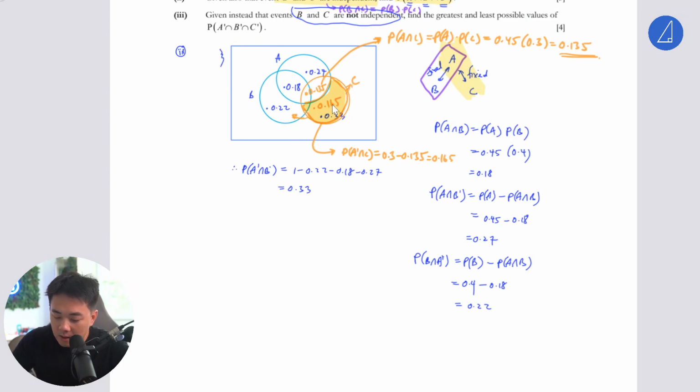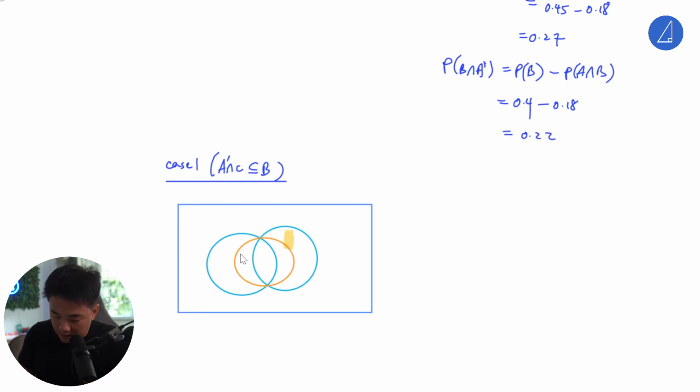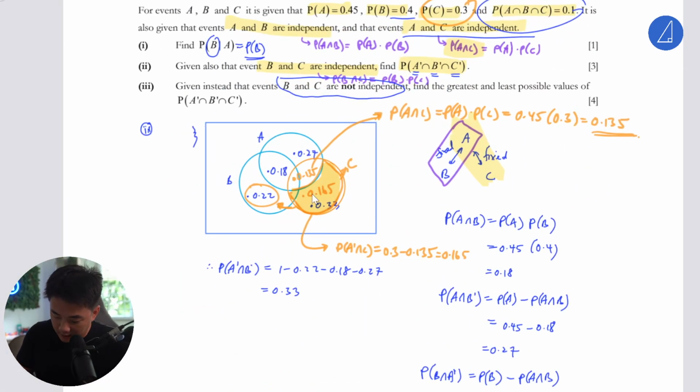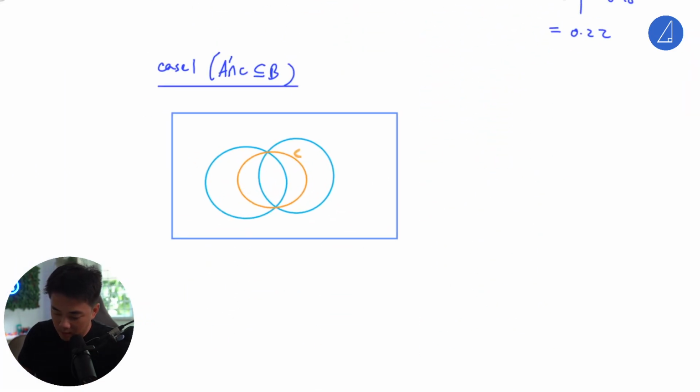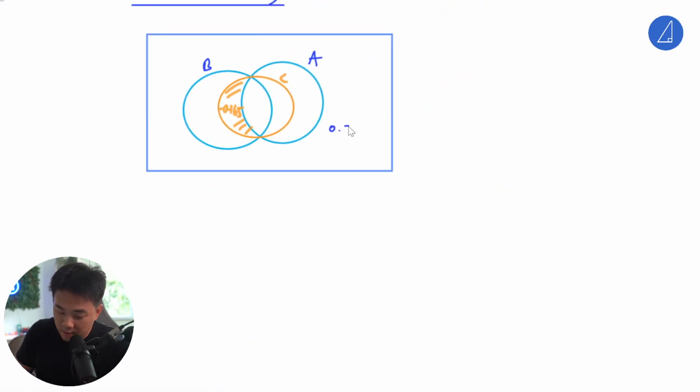So minimally, this 22% could actually accommodate 0.165. So case number one, that will be when A prime intersect C will be a subset of B. So this is where, if this is C, all right, this entire thing, 0.165, moves into B. So this will be 0.165 over here. So this is B. Okay, remember, the area outside B and A, they are the same. Everything is the same. So in this case here, outside is 0.33.